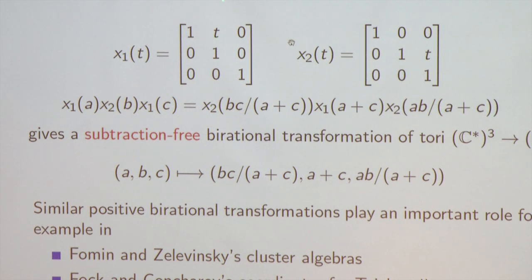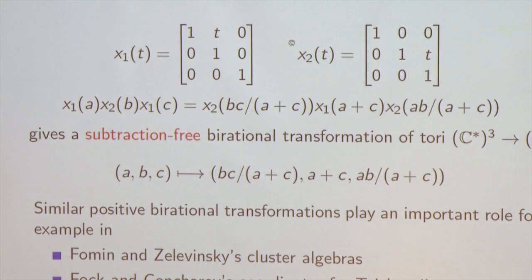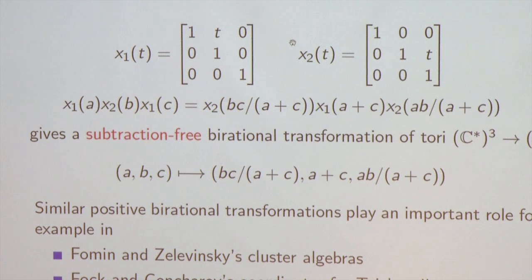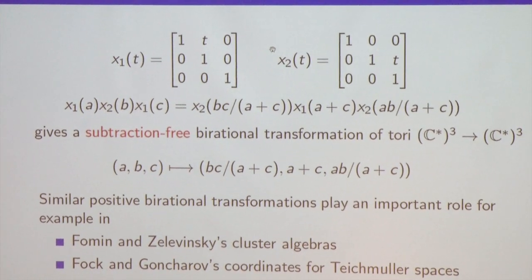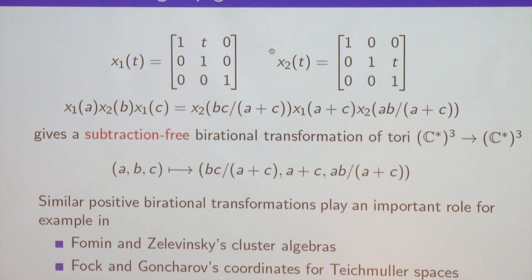So these matrices, x1 of t, they're upper triangular. And the upper triangular matrices in this 3x3 case form a three-dimensional space. So it's sort of reasonable that this x1a, x2b, x1c sweeps out a three-dimensional subset, and so does x2 of something, x1 of something, x2 of something. And you ask what's the transformation in the parameters which relates the two.